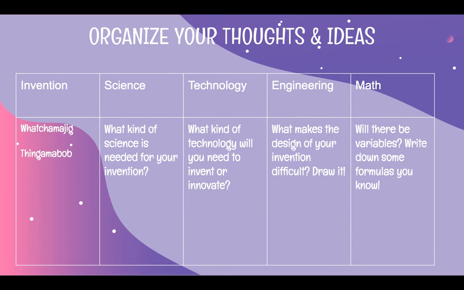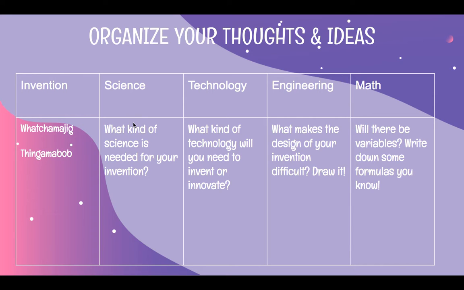All right. So this part of the graphic organizer that is in Classroom has been the most confusing part for students in the past. So you're going to organize your thoughts and ideas, and you're going to do that using a chart. In this chart, we have our STEM: science, technology, engineering, and math. And right here is where you're going to put your invention or innovation. So it could be your whatchamajig and thingamabob. And regardless of what your invention is, all of them are going to include science, technology, engineering, and math.